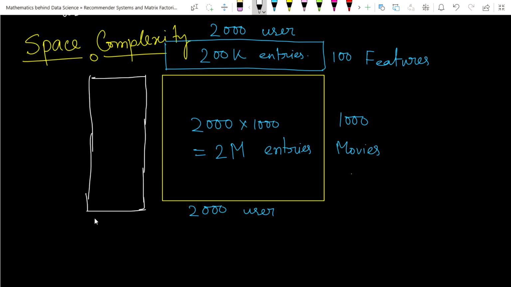Now let's write the movie part. For the movies we also have to consider the same 100 features, and how many movies do we have? 1,000 movies. So the quantity will be 100k entries. Take care.